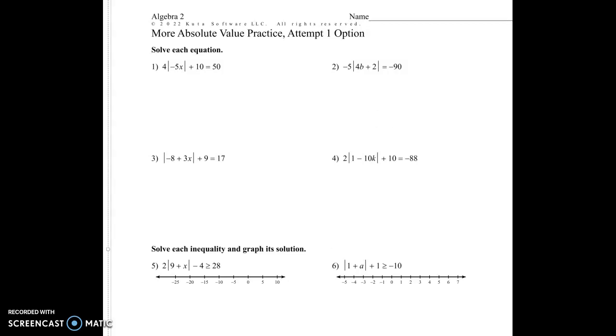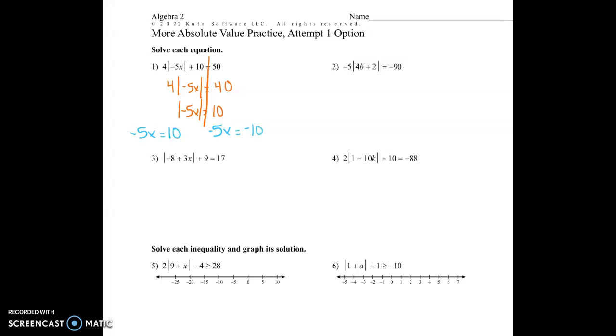So getting started, the first thing I'm going to do on number one is subtract 10. That's going to leave me with 40. And then to isolate the bars, I'm going to divide by 4. And that's going to leave me with 10. At this point, what I can do is make up my two problems. So the stuff in the bars will not change. It is the 10 outside of the bars that will change. So it will equal 10 and negative 10.